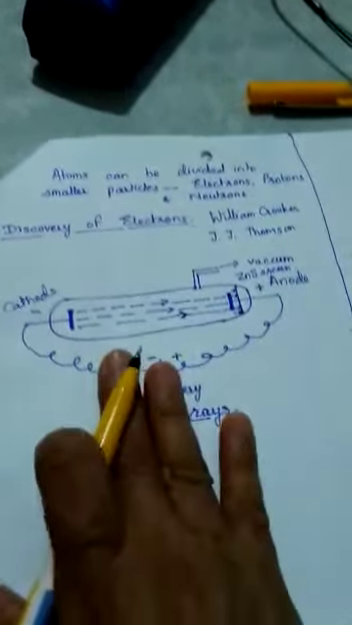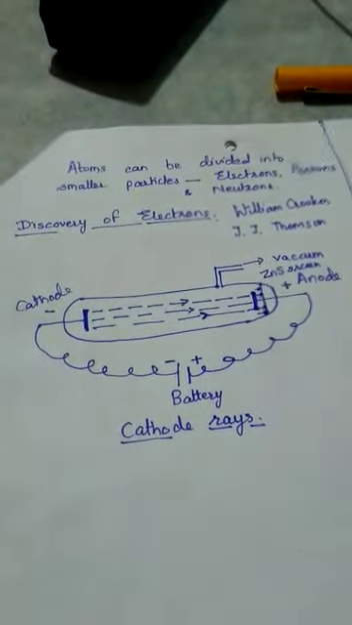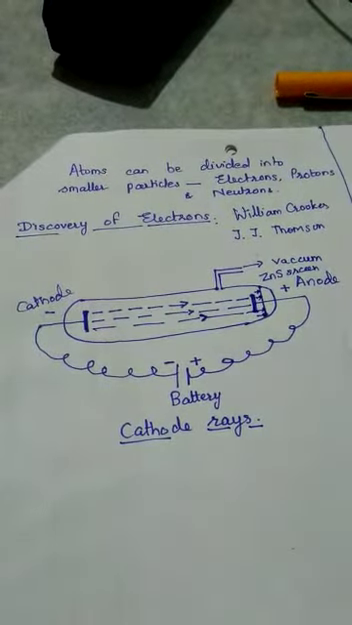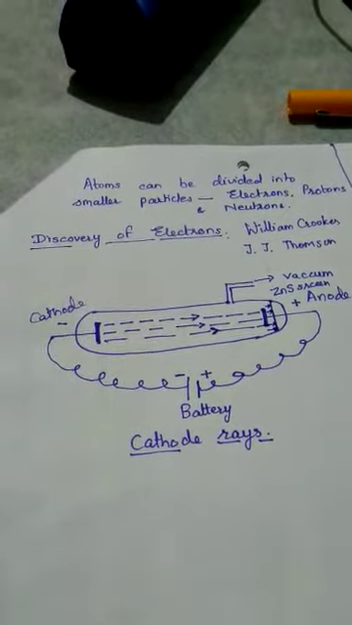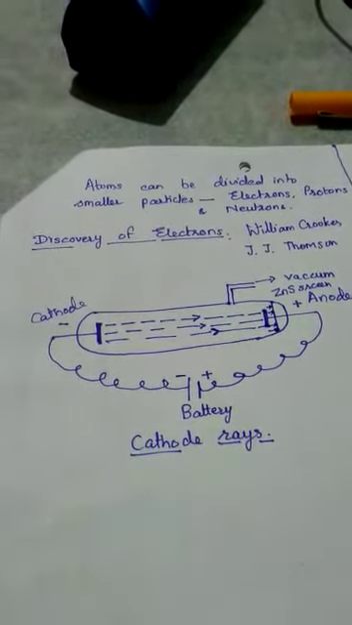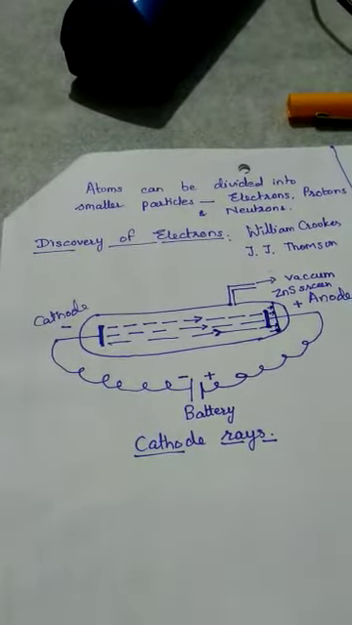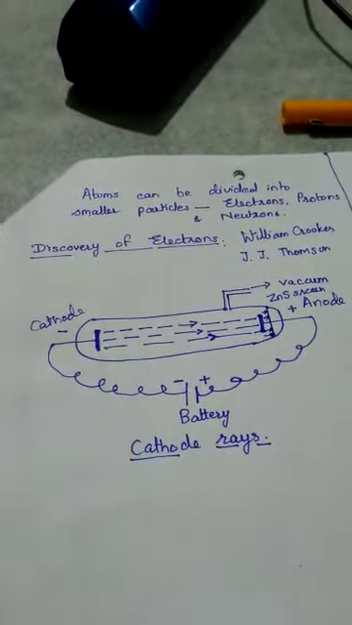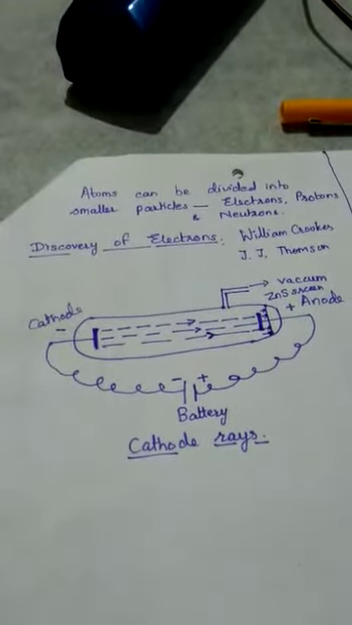And in each case, whenever we changed the nature of the gas, or we changed the nature of the metals used for making the cathode and the anode, every time the same phenomenon was observed, that the glow was produced behind the anode, showing that the rays are coming from the cathode and they are moving towards the anode.